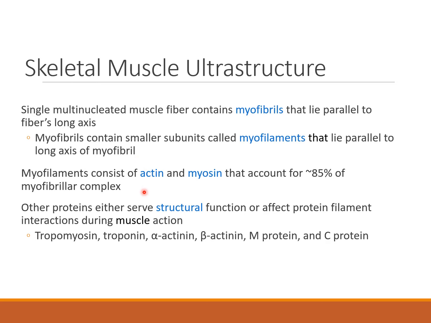The myofilaments consist of the actin and the myosin that account for about 85% of the myofibrillar complex. Other proteins either serve structural function or affect protein filament interactions during muscle action. So this could be tropomyosin, troponin, which you're probably familiar with from previous courses. We got alpha-actinin, beta-actinin, M protein, and C protein. You don't need to know these four, but you will be familiar with these first two.